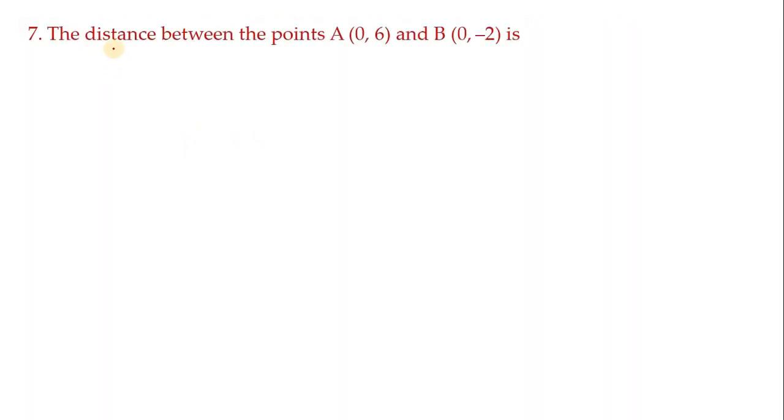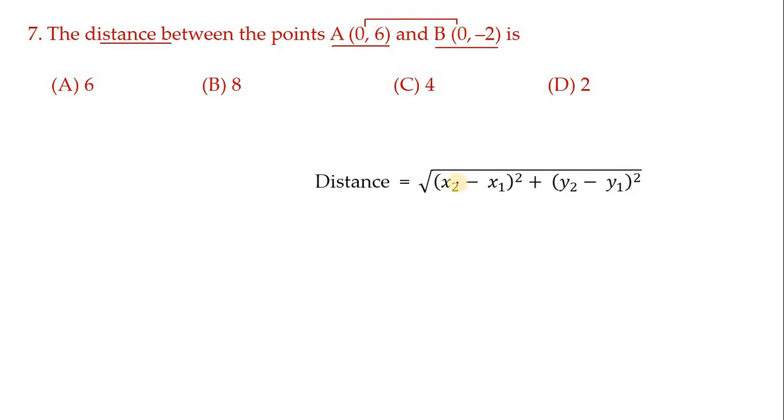Move on to the next one. The distance between points A (0, 6) and B (0, minus 2) is. So we have to find the distance of these 2 points. So we have to use the distance formula only. That is square root of (x2 minus x1) whole square plus (y2 minus y1) whole square. Substitute the values, children. Before that, let me mark here, this is x1 and this is y1, and this is x2 and this is y2.